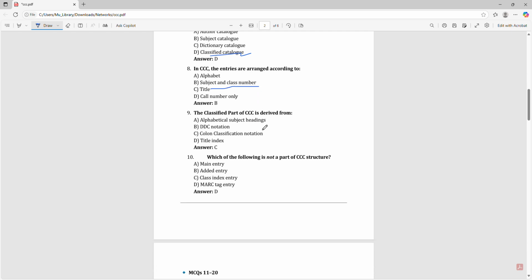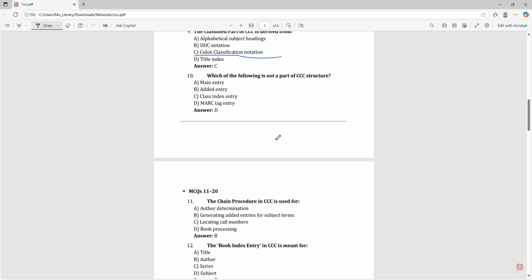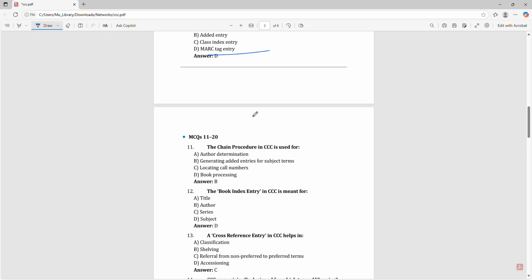The classified part of Triple C is derived from the Colon Classification notation. Which of the following is not part of the Triple C structure? That is mark tag entry. The chain procedure in Triple C is used for generating added entries for subject terms.